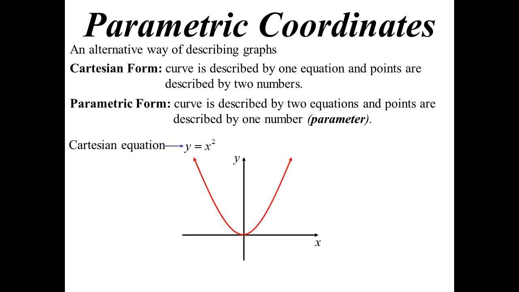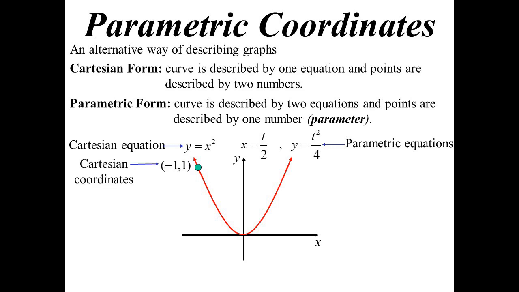Let's do our standard parabola there. y equals x squared. That would be the Cartesian equation. There's more than one way of doing it, but one way of writing it in parametrics would be like that. So the x value is described by t divided by 2, the y value t squared divided by 4. There's a certain point there, negative 1, 1.